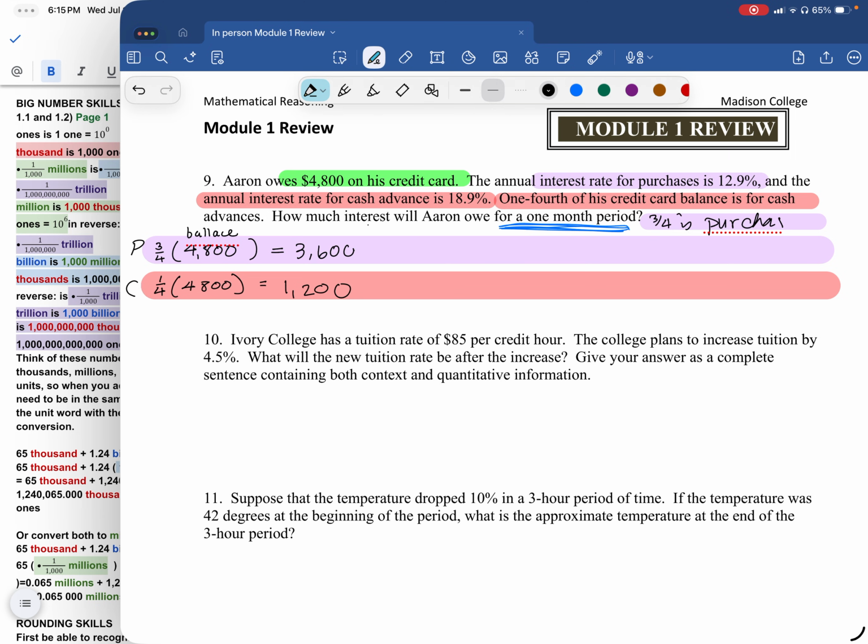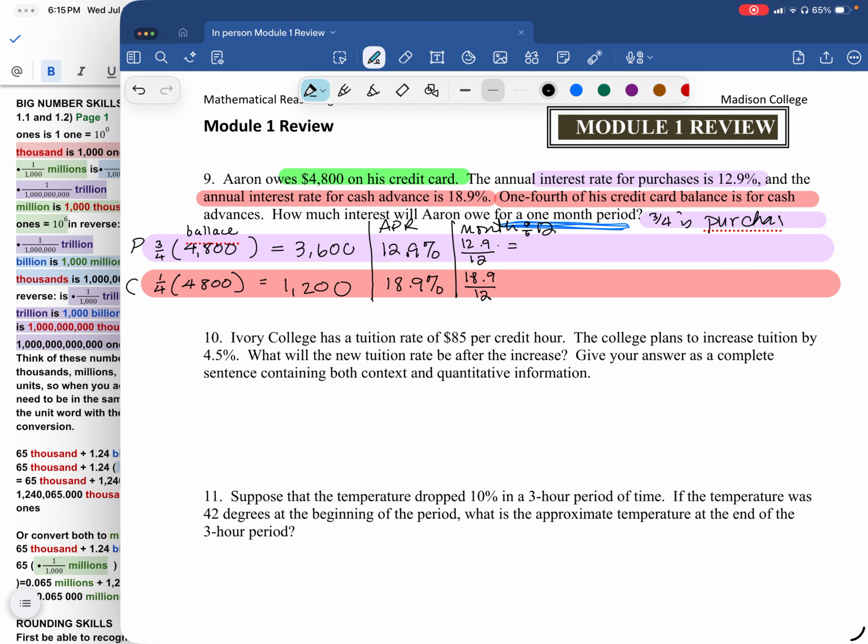Next we have the interest rate. The APR, the annual interest rate for purchases is 12.9%, and the annual interest rate for cash advance is 18.9%. And then we have our monthly, so we're going to divide by 12. So now we have 12.9 divided by 12 and 18.9 divided by 12, and we'll get some values here. You want to keep your calculators open.